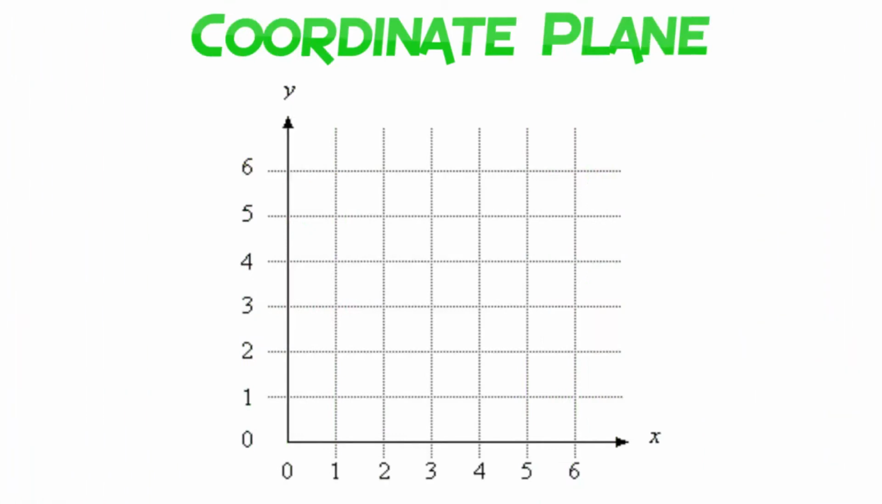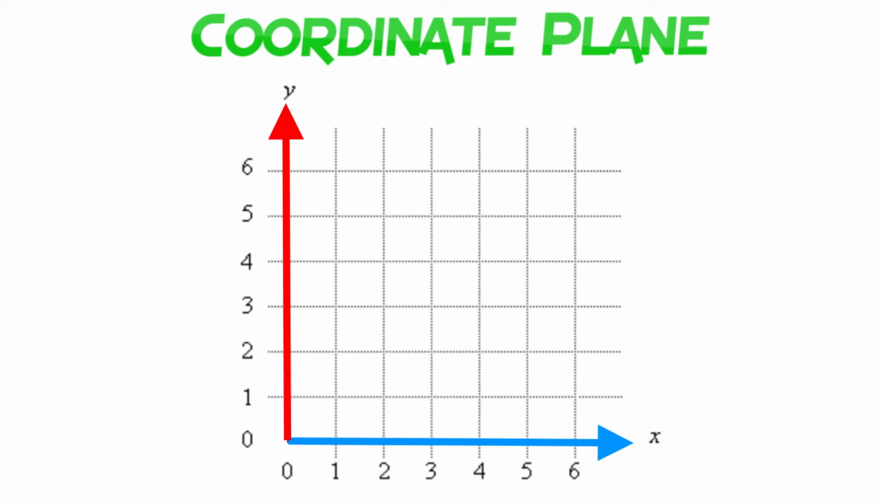This is a small section of a coordinate plane. A coordinate plane has a horizontal axis, which is often referred to as the x-axis, and a vertical axis, known as the y-axis. You will need to use both the horizontal axis and the vertical axis in order to plot points on the coordinate plane.